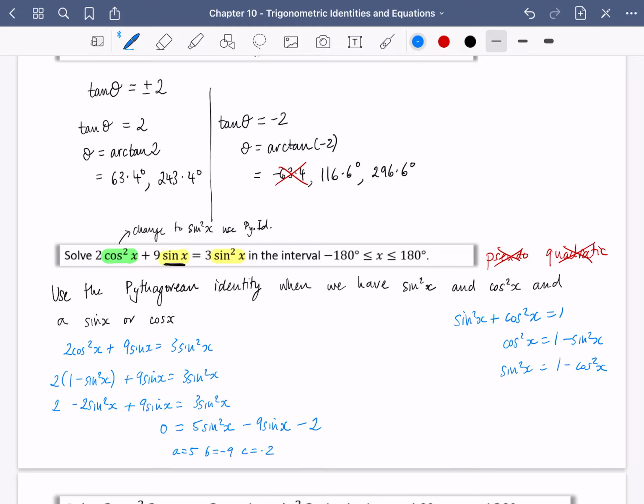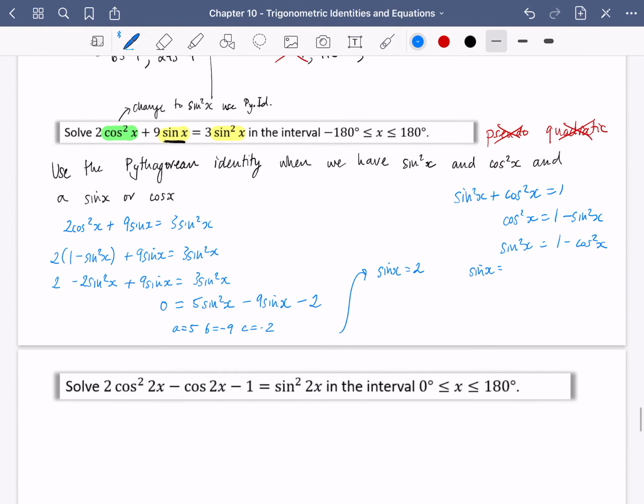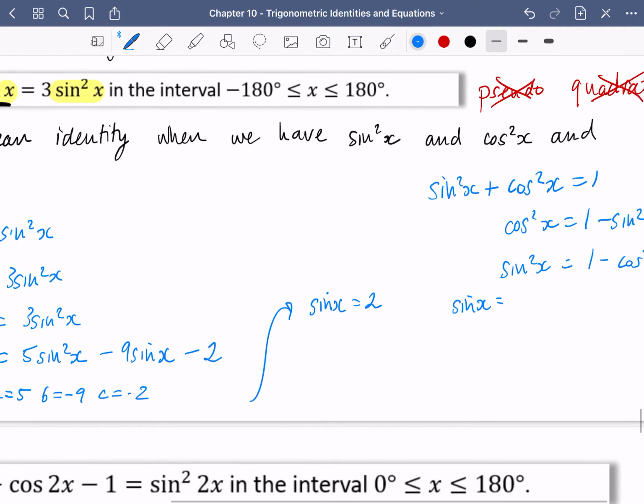And so I'm going to go straight onto my calculator, and I'm going to find out what sine x is equal to. I'm going to put in my a value as 5, b as minus 9, and c as minus 2. And here we get that either sine x is equal to 2, or sine x is equal to minus 1/5. Let's just zoom in so I've got a bit more space here. And I'm just going to put that in a separate area.